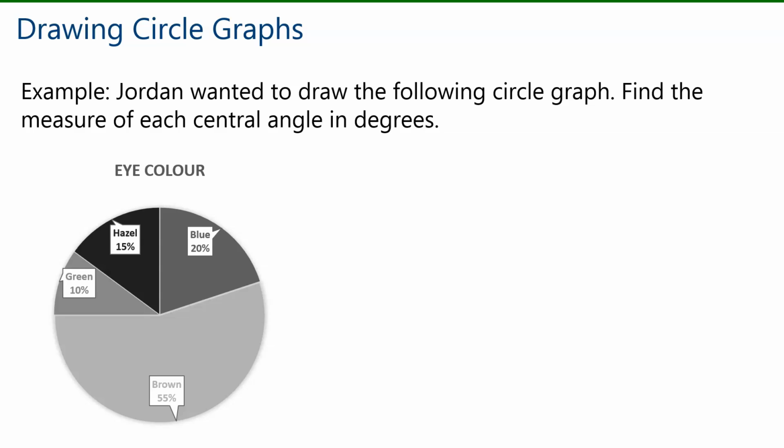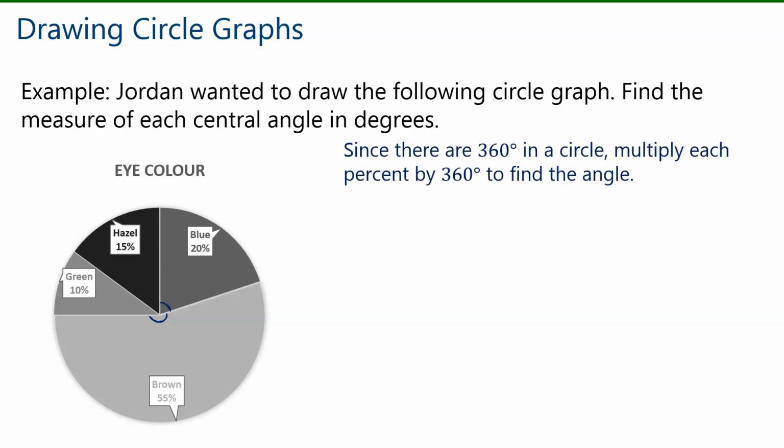So if Jordan wanted to draw this on a sheet of paper, he would need to know how big to draw each sector. So he would need to know the measure of this angle, and so on. So we can use the fact that there are 360 degrees in a circle to help us. What we can do is multiply each percent by 360 degrees, and that will give us the angle we need.